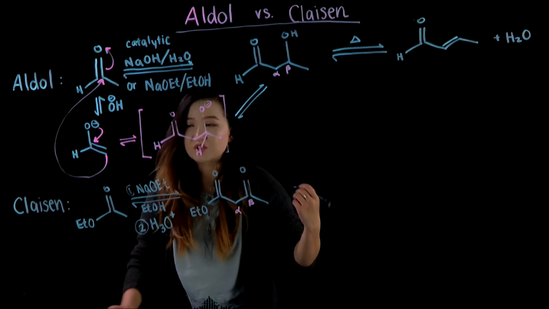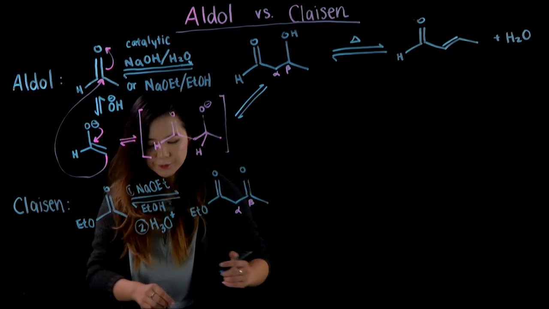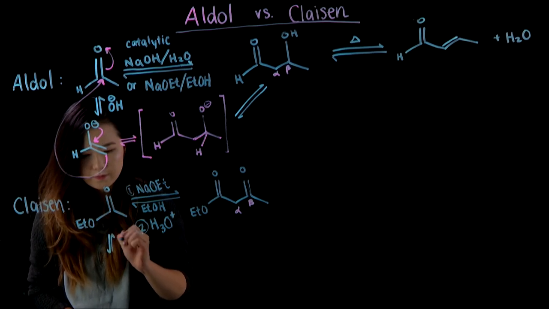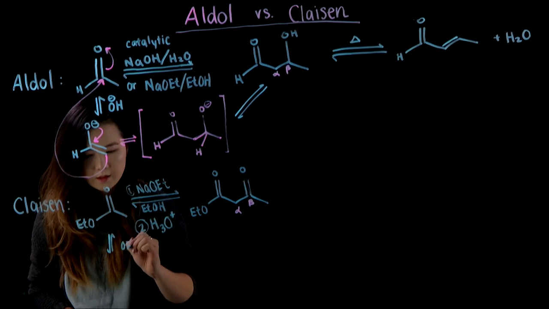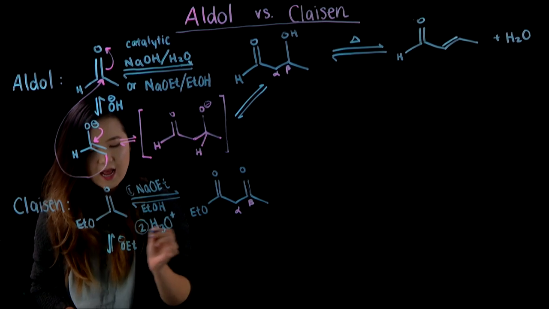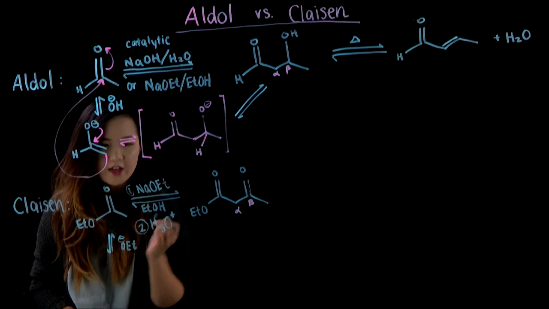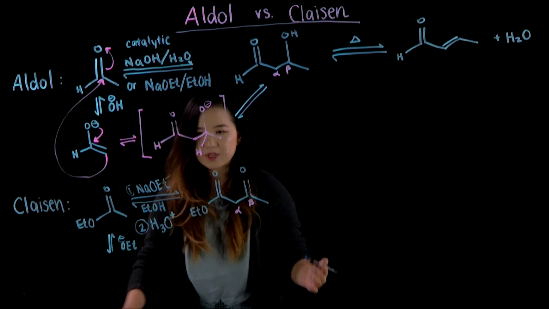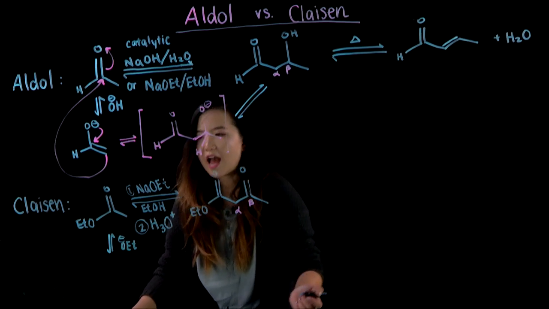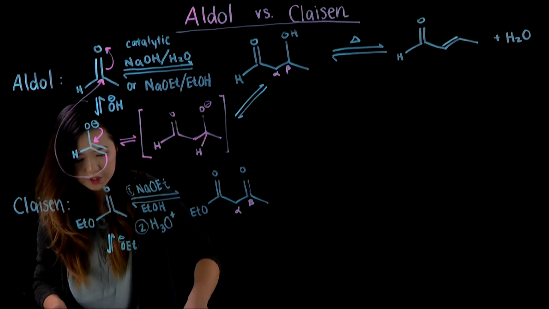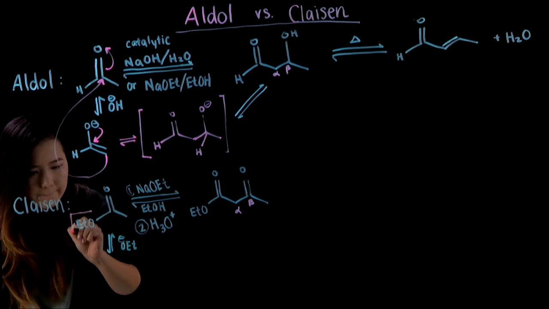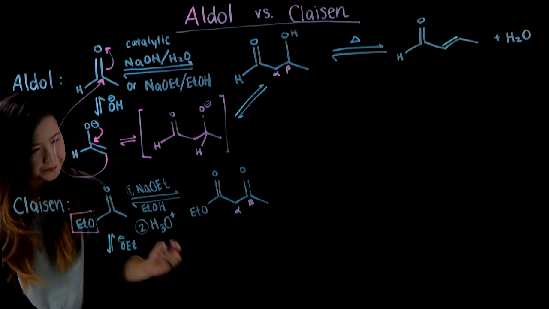Our Claisen is very similar to our aldol. We will start off by forming the enolate. Now here, if you noticed, I did not use NaOH as my starting reagent. And that is because NaOEt has the matching OEt portion to my starting material.